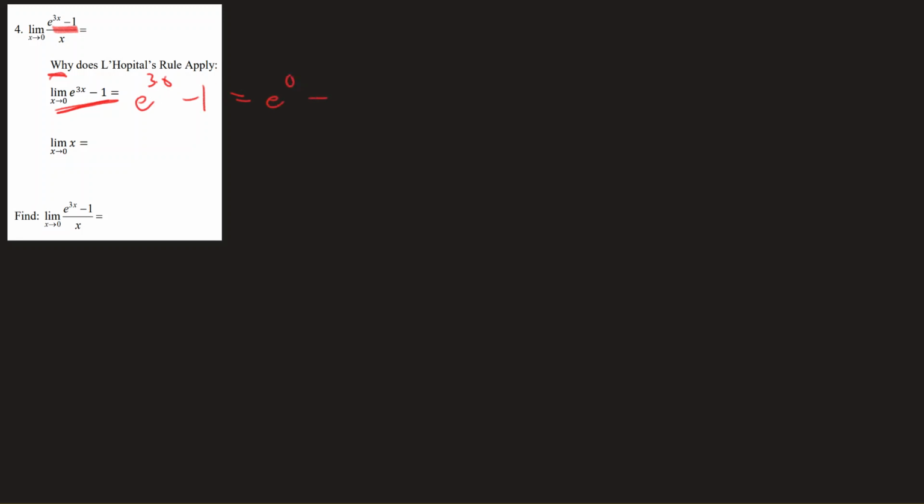We get e to the 0 minus 1, but anything to the 0 power is 1. So it looks like the numerator goes to 0, which can be fine, but the problem is when we do direct substitution by plugging in 0 into the denominator, we also get 0. So if you get 0 over 0, that is when you can use L'Hopital's rule.